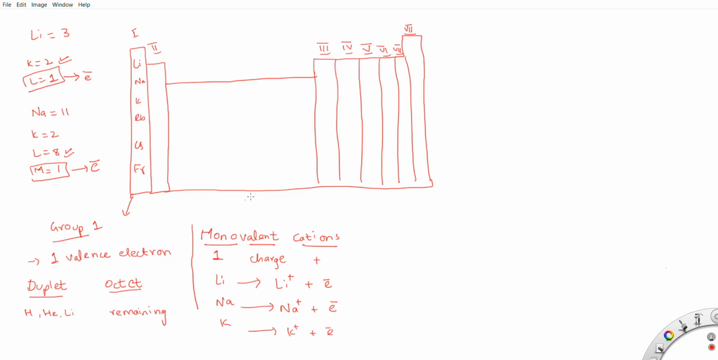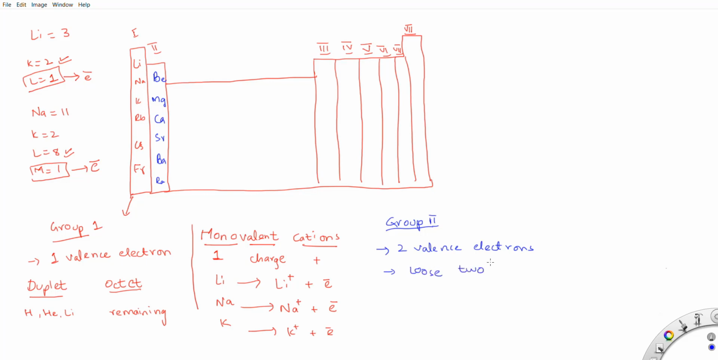Now if you understand this concept, we can proceed to the further groups and it would be far easier. Let's consider group 2A for instance. In group 2A, we have beryllium, magnesium, calcium, strontium, barium, and radium. Like group 1 elements, group 2 elements would have 2 valence electrons. That means if they want to become stable, they can easily lose these 2 electrons.